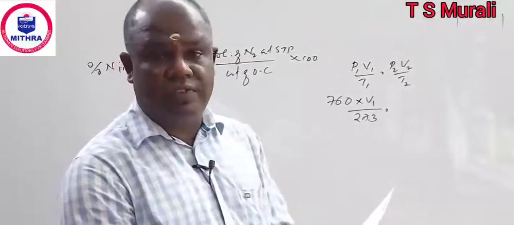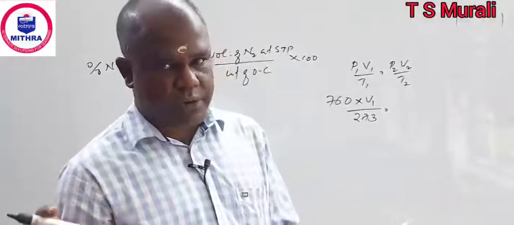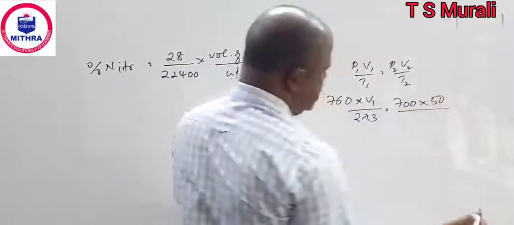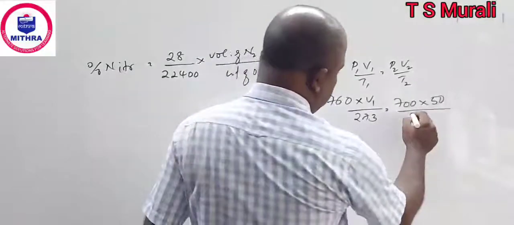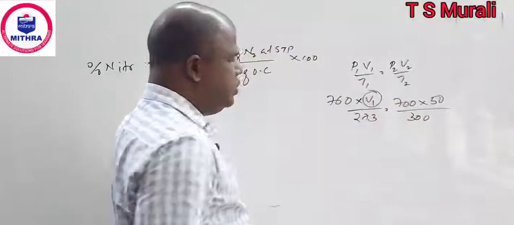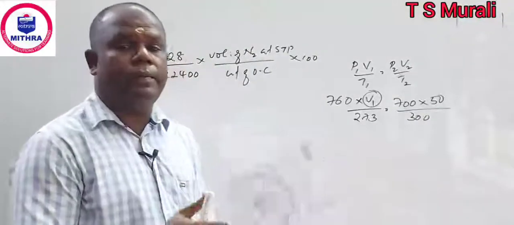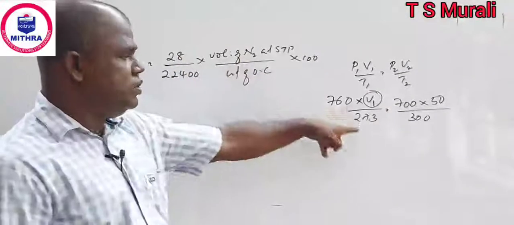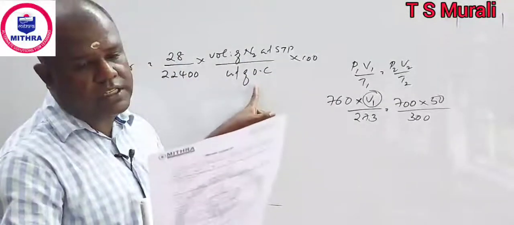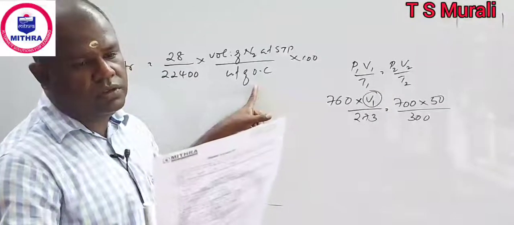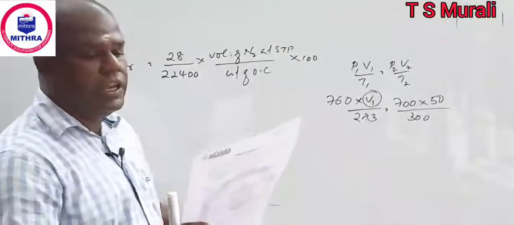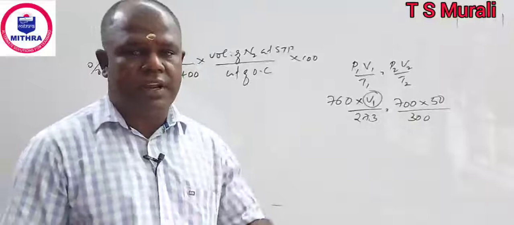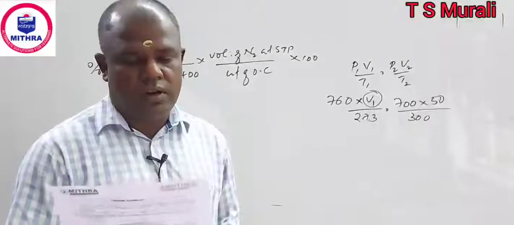715 is the value and 15 is the pressure of water vapor, the aqueous tension. So 700 into volume measured, which is 50, and the temperature is how much? 300. So from this data you substitute and find V1, and that is our volume here. Then substitute 28 divided by 22400 into this answer, divided by weight of organic compound that is given. What is the weight of organic compound? That is 0.3, into 100. Substitute and find the answer. Numerical calculations I am not explaining. You can do that. So that is question number 30.